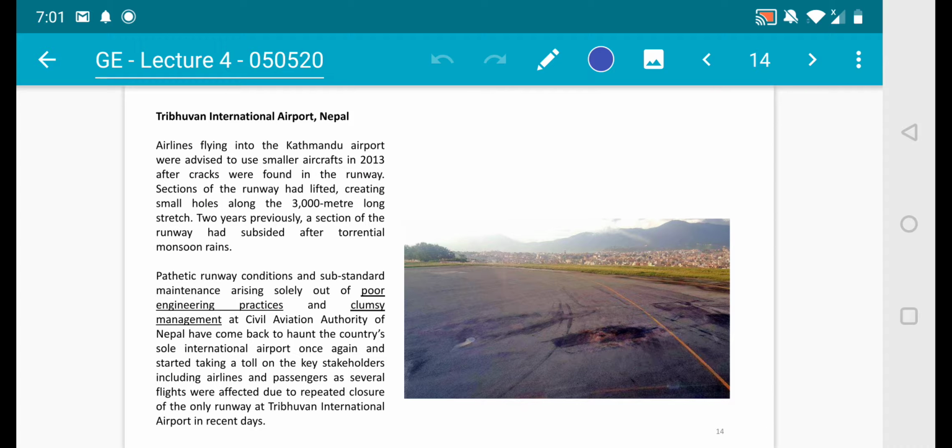And the last case study is Tribhuvan International Airport in Nepal. Now, airlines flying into the Kathmandu airport were advised to use smaller aircraft in 2013 after cracks were found in the runway. A section of the runway had lifted, creating small holes along a 3,000-meter-long stretch. Two years previously, a section of the runway had subsided after torrential monsoon rain. Pathetic runway condition and substandard maintenance arising solely out of poor engineering practice and clumsy management.